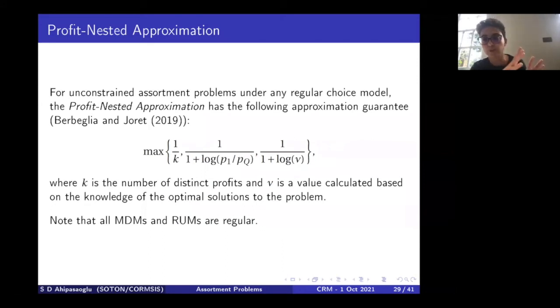So first of all, the first result related to profit nested approximations is from Barbeglia and Joret, and they prove that for any regular model, the approximation guarantee would be the maximum of these three numbers. At that point, nobody knew that these types of models that I'm talking about, MEM or MDM, are actually regular models. But today we know that, we've proven that, as I mentioned before. So we know that this approximation bound applies to our algorithm as well.